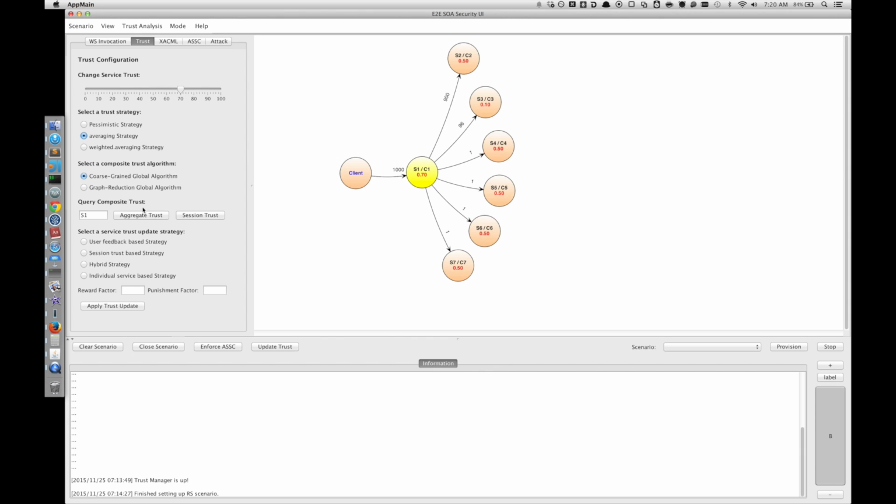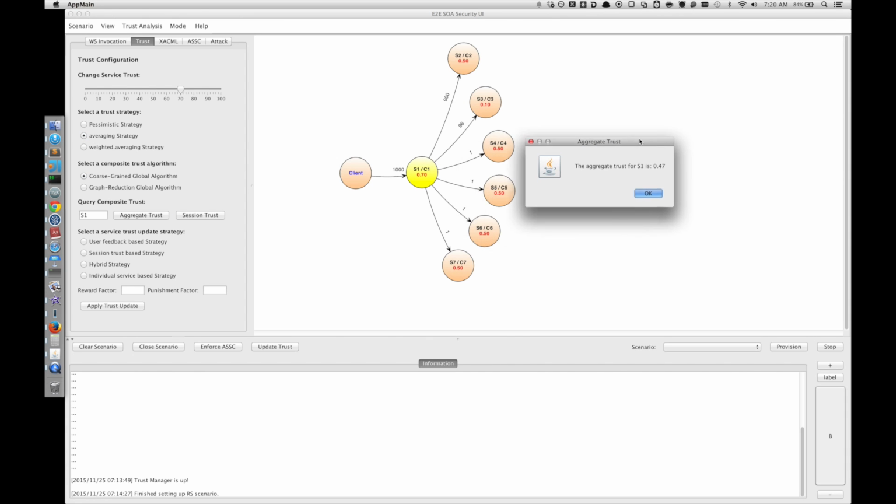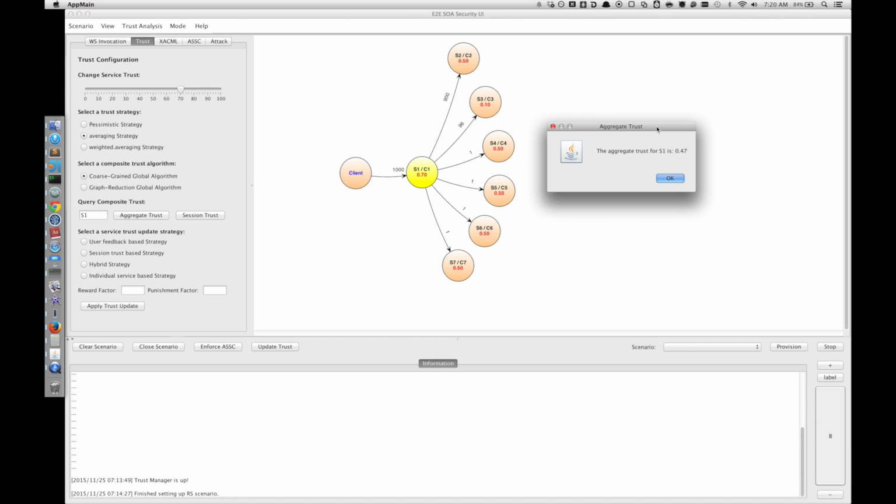In the averaging strategy, we define the composite service trust as the average trust of all the participating services in the composite. For example, here, if we average all the trust values from S1 to S7, the average trust will be 0.47.